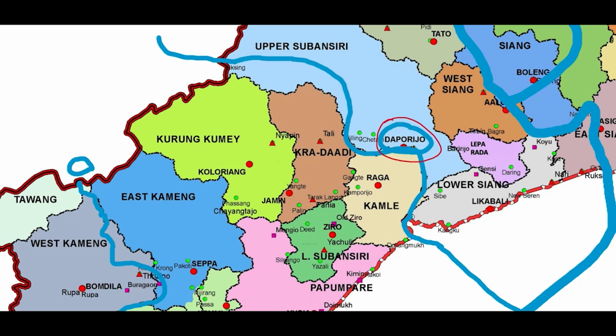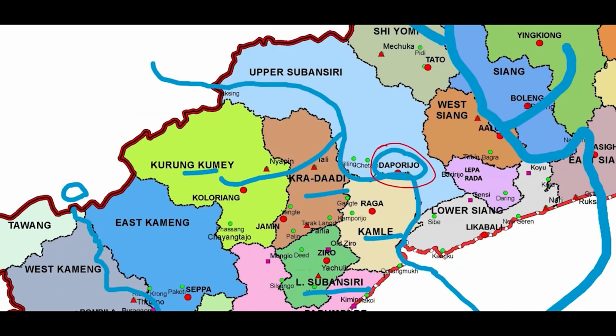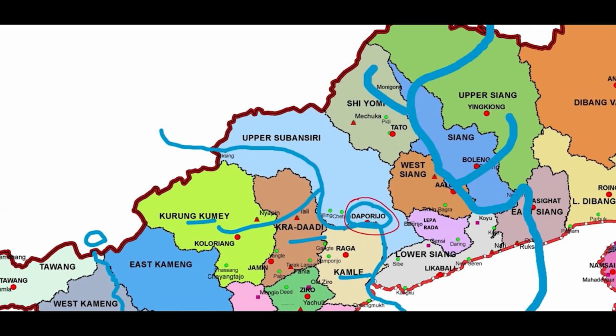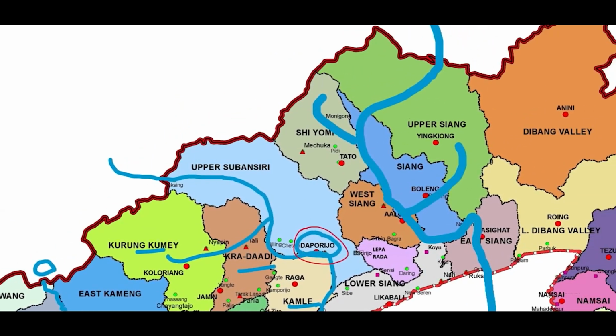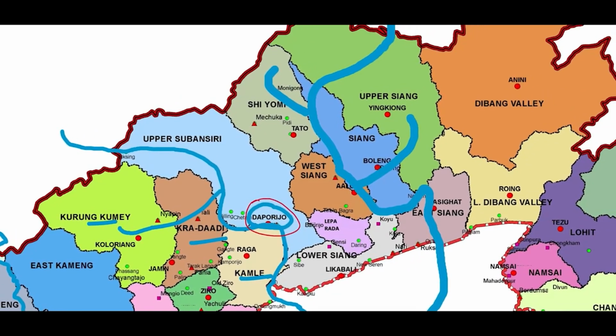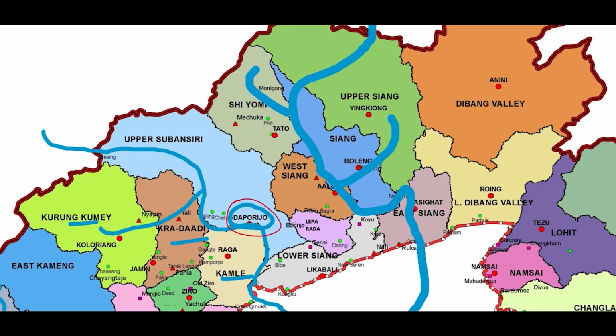The Lower Subansiri catchment area has been further divided into different districts, such as Kurung Kumey, Kra Daadi, Kamle district and the Lower Subansiri district. A famous river known as the Kurung River joins the river Subansiri. Now, as we go towards the eastern side, we see the catchment area of the Siang River, which is itself divided into the Upper Siang, Lower Siang, West Siang, East Siang and the districts of Siang, Shi Yomi and Lepa Rada.